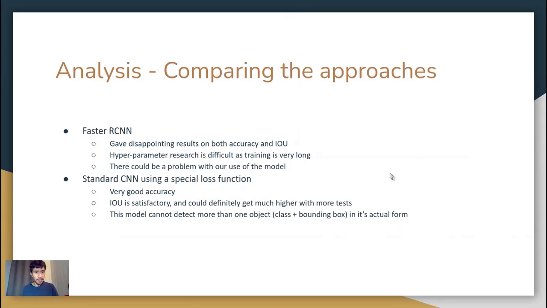We had two approaches. One was the Faster RCNN, and that did not give very good results for both the accuracy and the IOU. It was very hard to find the right hyperparameters because it takes a long time just to train this model. There could be better ways to improve this model, but we were not able to find them. Then we used the standard CNN that gave very good results for the accuracy. The IOU was satisfactory, but it was not as good as we expected. The only issue with this model is that it can only detect one class per image.